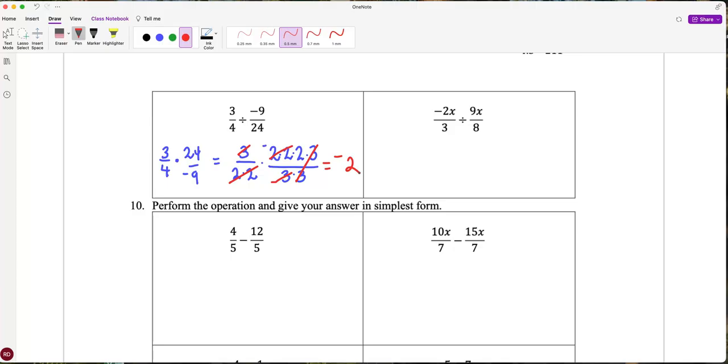Change this into multiplication. -2x over 3 times 8 over 9. In this one, there are no common factors. So if I just do this multiplication, oh, sorry about this, that was a 9x. So yes, the x over x, that cancels. You're going to be left with here -16 over 27.